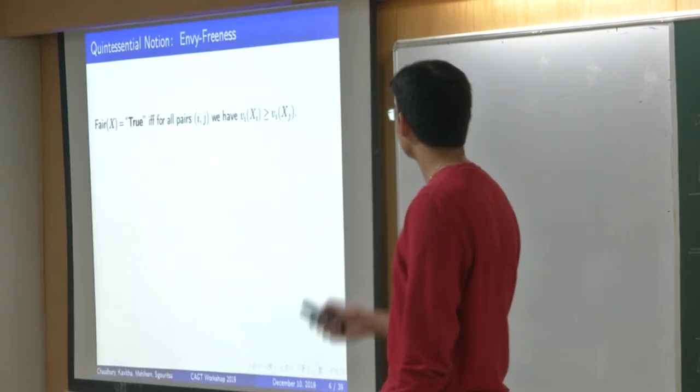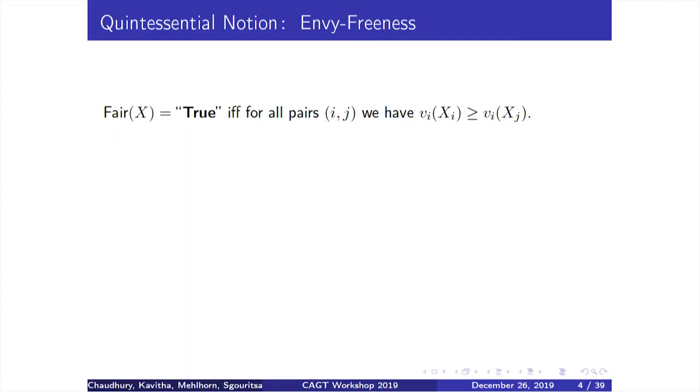Good. So let's come to the notions of fairness. When we talk about being fair, the first thing that may come to our mind is envy-freeness. I say that a partition of the goods is fair if you take any pair of agents, and the agent says that I don't envy the other agent. By this, I mean that I'm actually happy with my bundle.